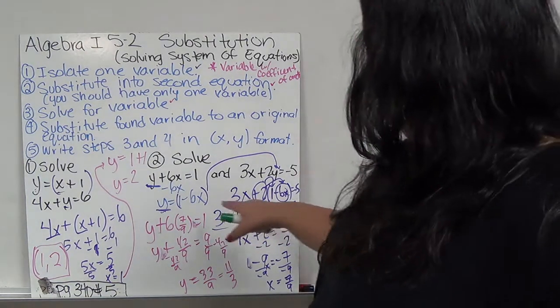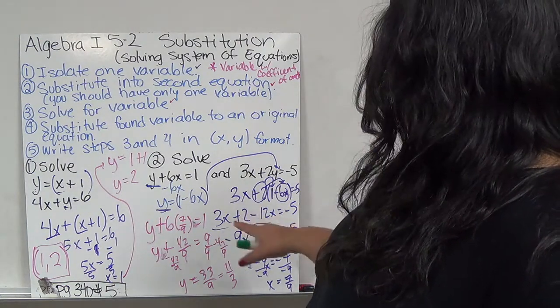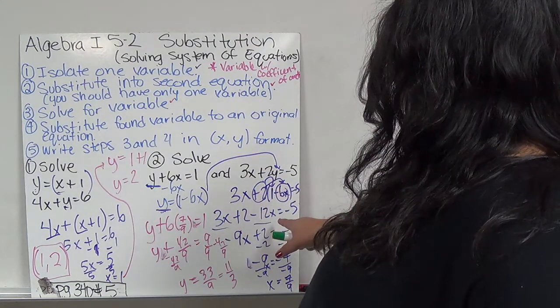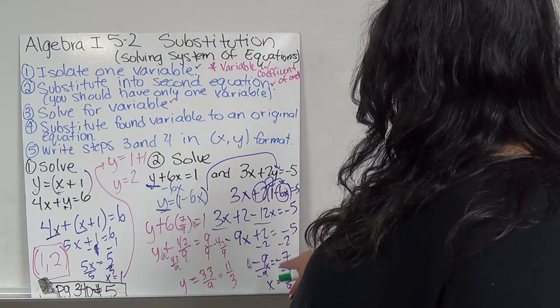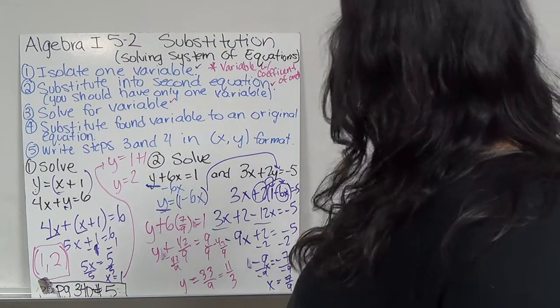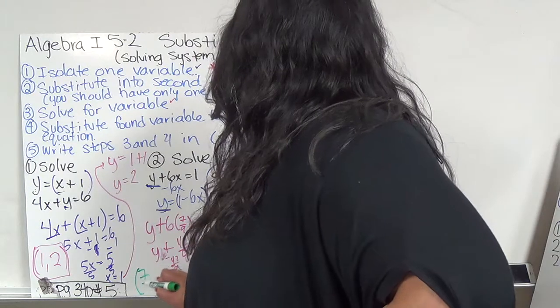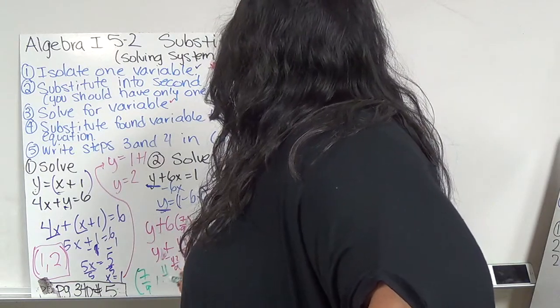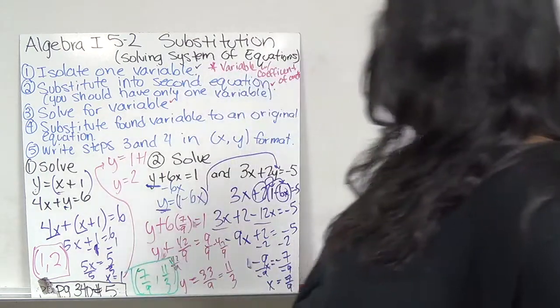Negative 6. Plug it in. Negative 12. Yeah. Okay. So that means my x is 7 over 9 and my y is 11 over 3. This is my answer.